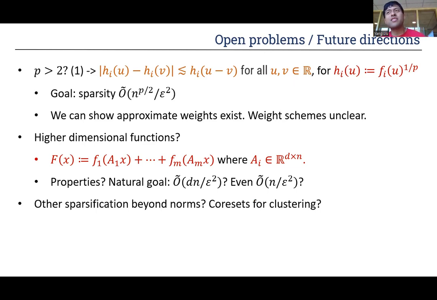Now, it also would be interesting to find other applications of our sparsification result to other problems. For example, beyond norm-like problems, like the thing we're studying here. What about coresets or other more geometric settings?